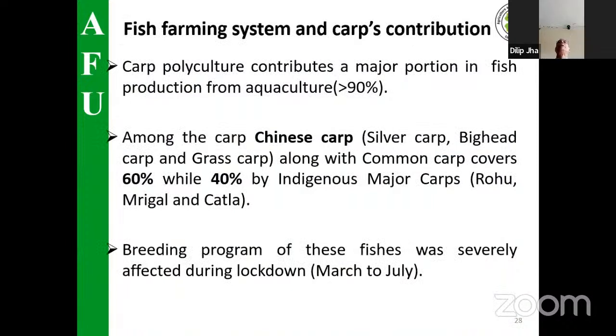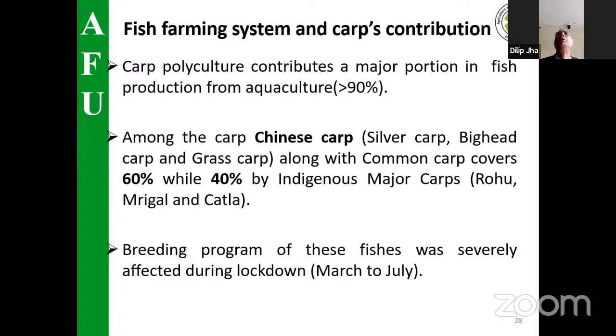In the fish farming system, carp polyculture contributes a major portion of fish production from aquaculture. Actually, it's over 90%. So carp culture is over 90%. Among the carp, Chinese carp, silver carp, bighead carp, and grass carp, along with common carp, cover 60%, while 40% is by indigenous major carps, rohu, mrigal, and katla.